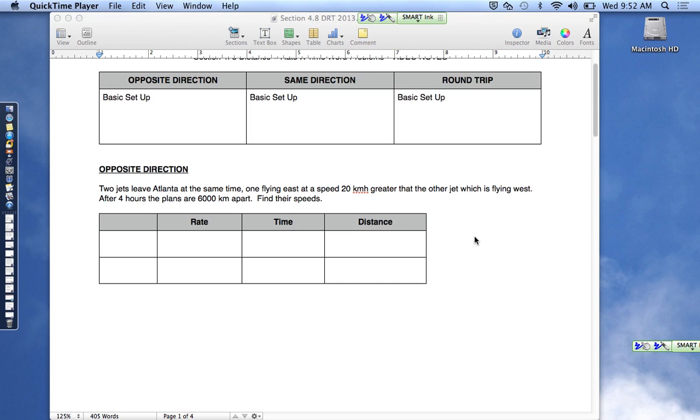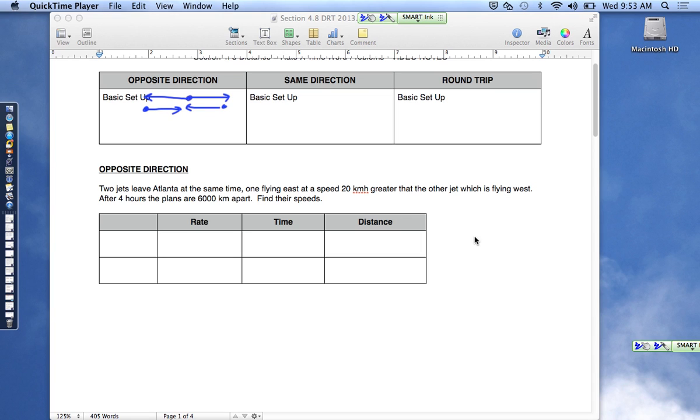times the time for how long you're traveling at that speed. And we'll do three basic problem types. So if I have opposite direction, that means I have two objects traveling in the opposite direction. So they could start at the same point. One could travel east, one could travel west. Or they could be at opposite ends traveling toward each other.